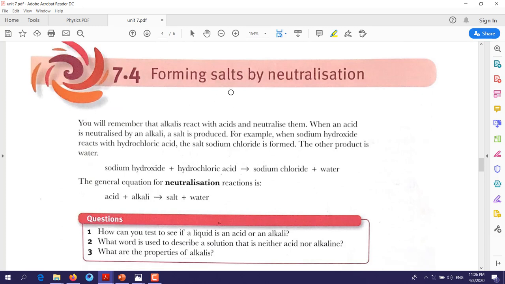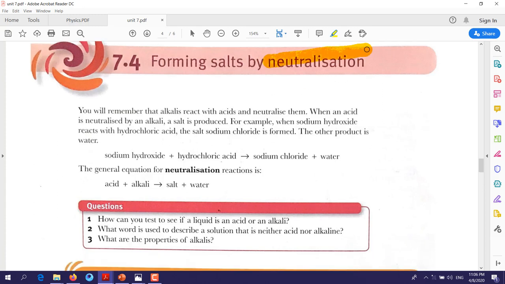Seven point four. It's forming salts by neutralization. The word neutralization, as you remember in grade 7 when you studied about acid and alkali, we said acid and alkali differ by their pH. Acid has pH lower than 7: 7, 6, 5, until 1. Alkali has pH above 7, until 14.